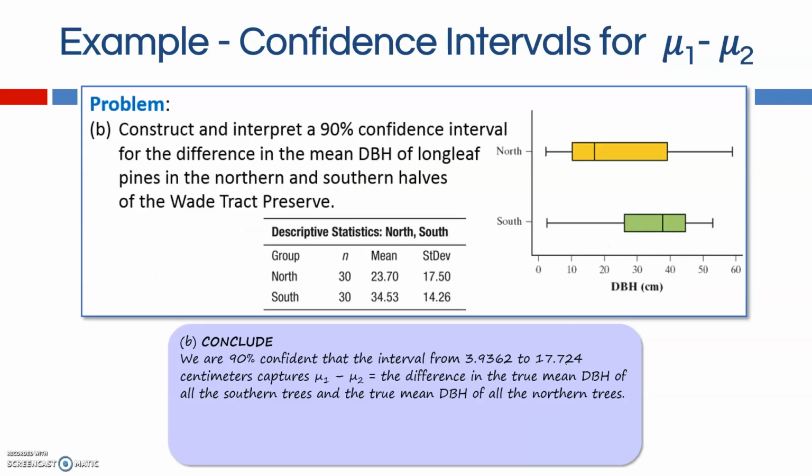All right, so to conclude, we are 90% confident that the interval from 3.9362 to 17.724 centimeters captures the true difference in the mean DBH of all the southern trees and the true mean DBH of all the northern trees. So here your conclusion can be worded. You could say captures a true mean difference in DBH of all the trees in the southern and northern halves of the forest. You could say that instead of saying true mean twice.